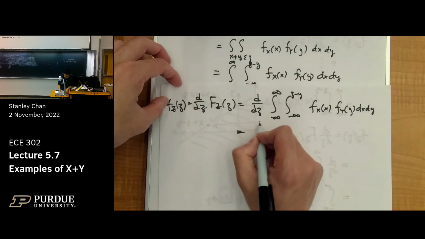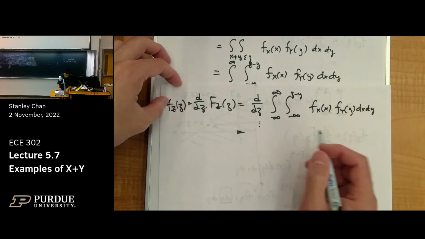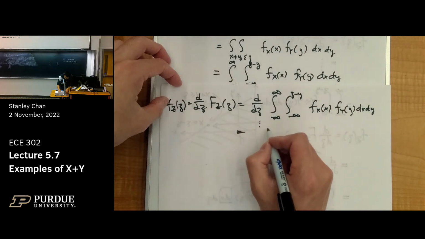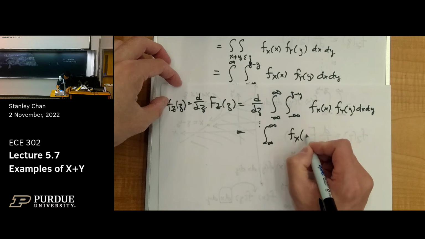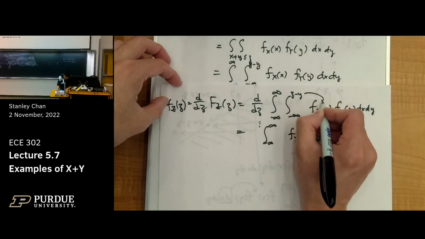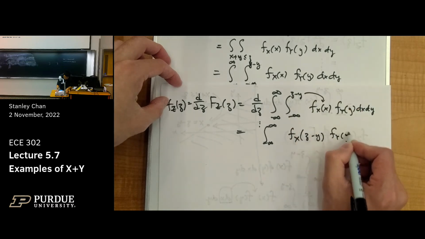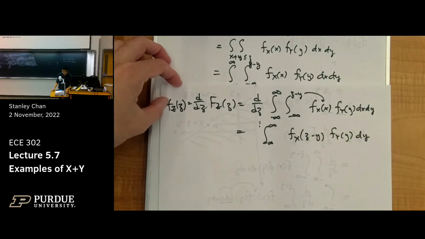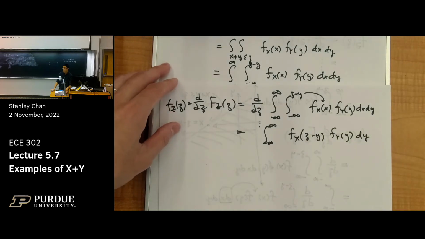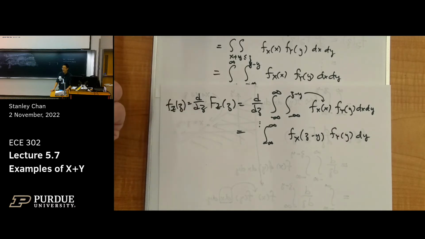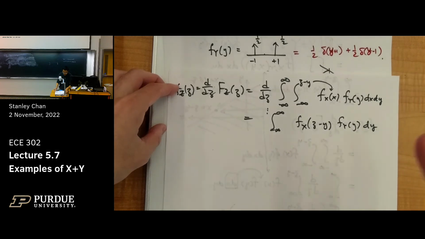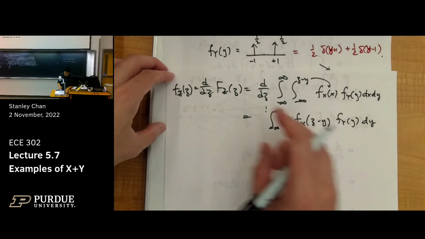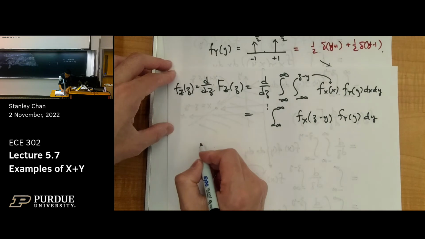So you can imagine what will happen if I apply the fundamental theorem of calculus. That will give you the integral from minus infinity to infinity of f_X(z minus y), and then f_Y(y) dy. Come on, I just derived the convolution formula again. The second time in this lecture. You see, it's not that hard. That's true for any generic f_X and f_Y.